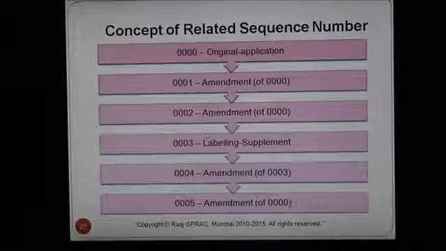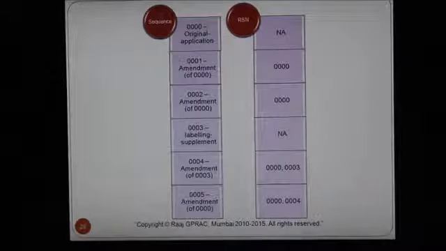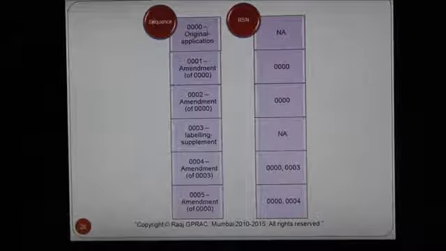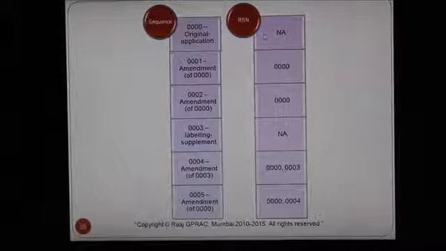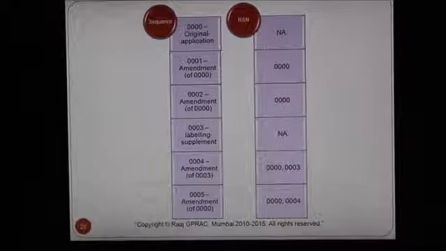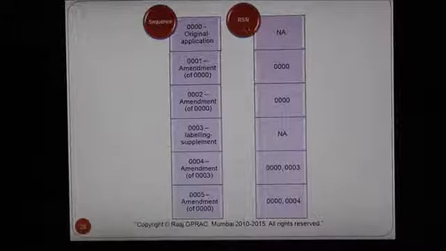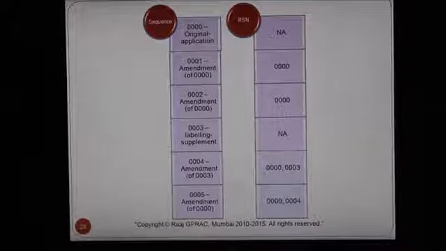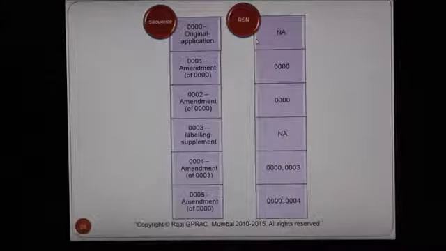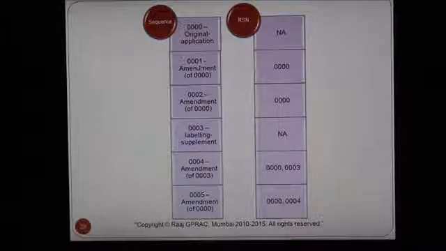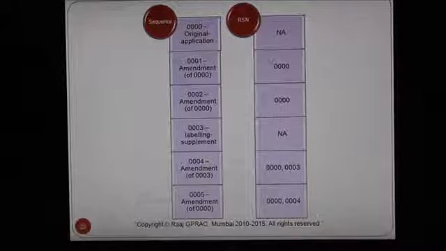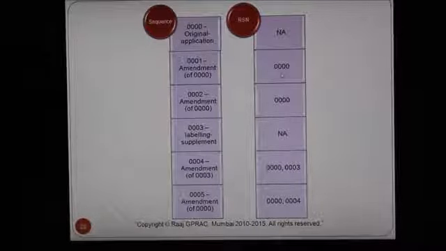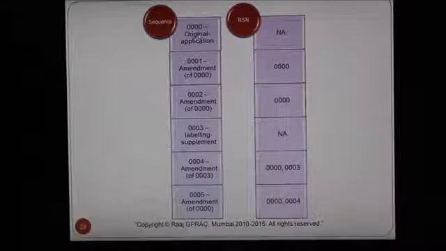So how do you correlate? This is a sequence and this is the RSN factor, related sequence number. For the original application there is no RSN, meaning it is not applicable, whereas when we send the amendment 0001, which is the amendment of 0000, in that case RSN would be 0000. Likewise, 0002 is the amendment of 0000, so RSN would be 0000.